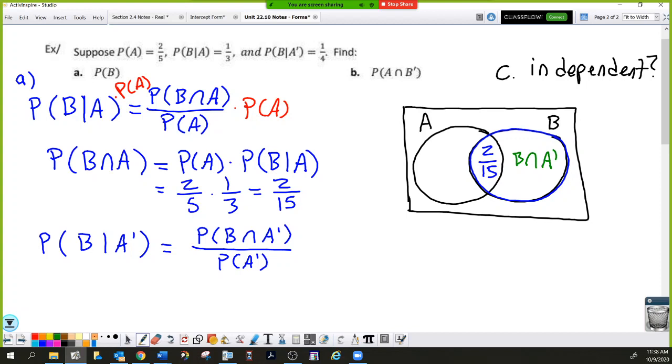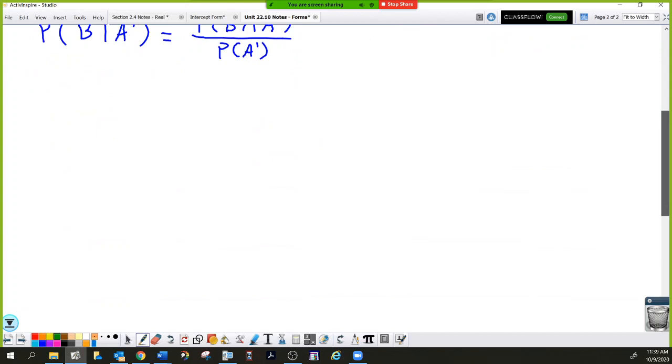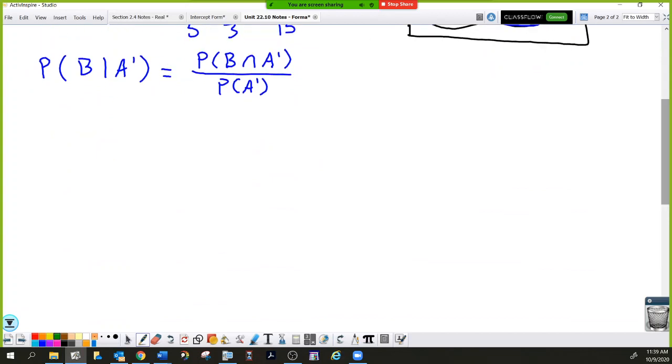And then I noticed, oh, I was given some knowledge about B and A prime. See? And that's why I went immediately to this formula right here. Because I can isolate the probability of B given A prime by multiplying, like I did on the top, both sides by the probability of A prime. Again, I'm switching it around because I like the thing I'm solving for to be on the left.